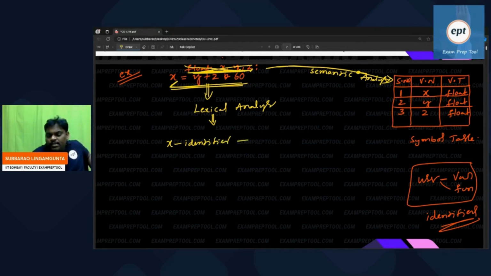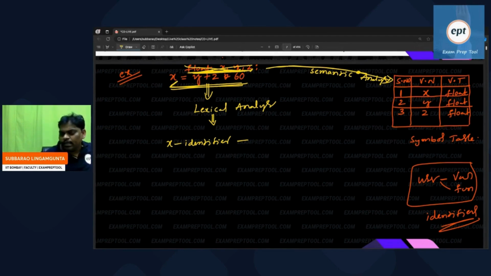The lexical analyzer is asking every person, can you introduce yourself? X is saying, "Hello lexical analyzer, my name is X, I am an identifier." Then immediately the lexical analyzer will say that if at all you are an identifier, you should be there in the symbol table.